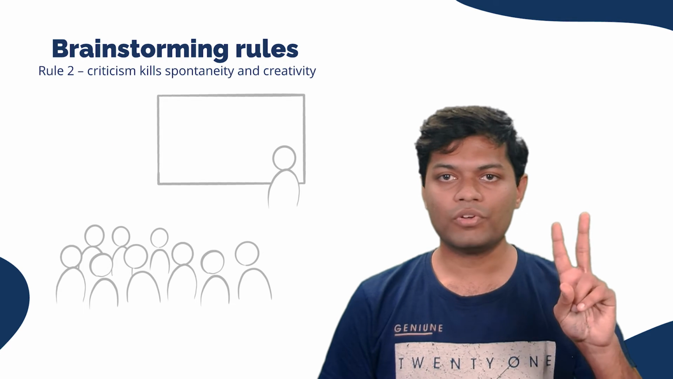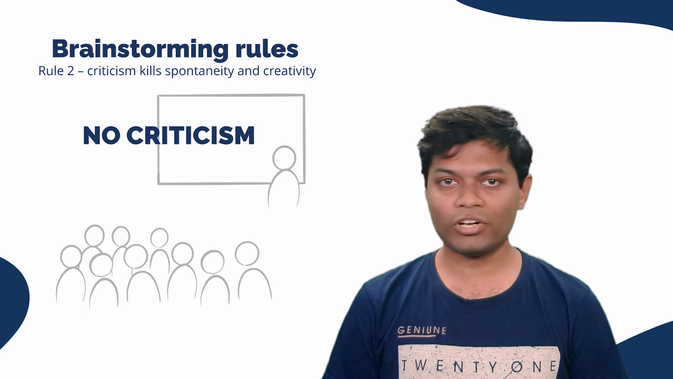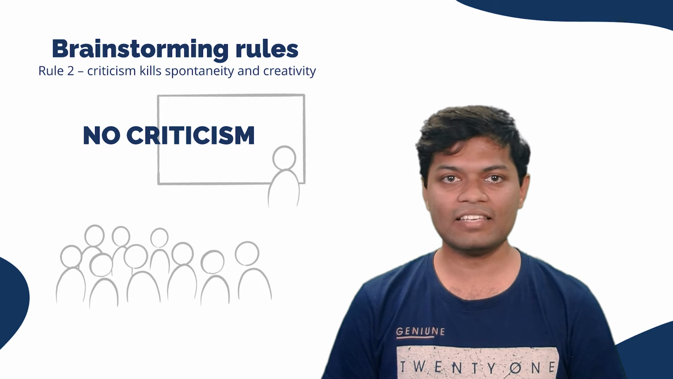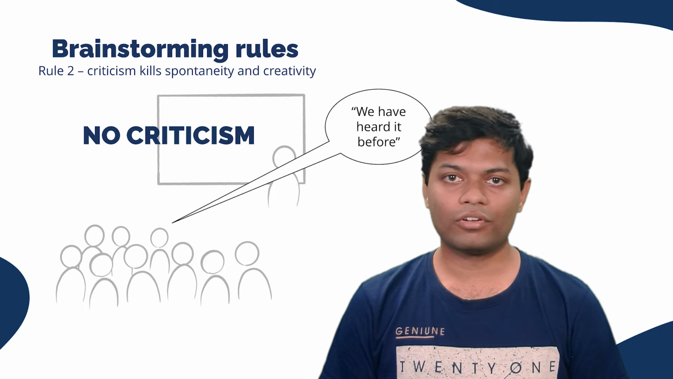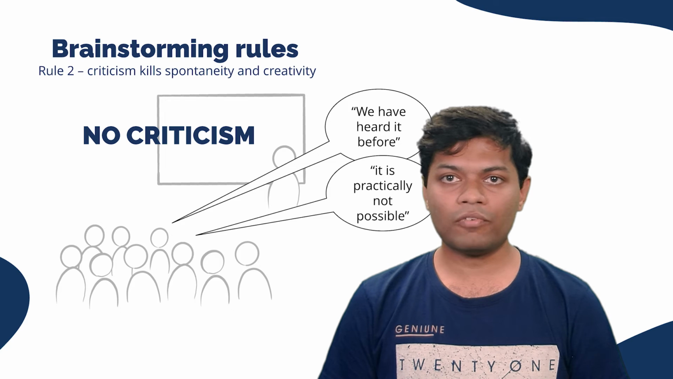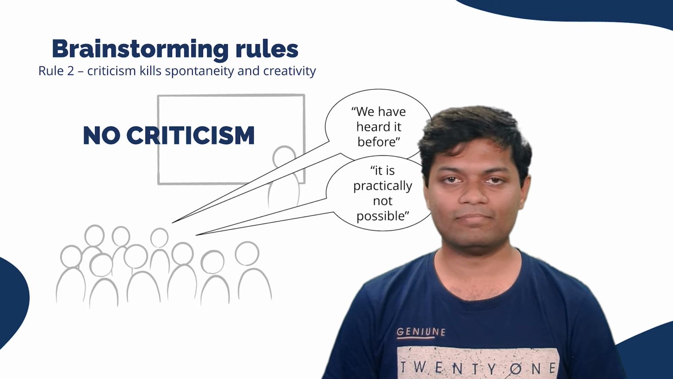Rule number 2 is that criticism kills spontaneity and creativity. So no criticism is permitted during the generation of ideas as anything is possible now. Try to avoid sentences such as we have heard of this idea before or this idea is particularly not possible. But also be aware of body language such as skeptical smiles that could hinder the creativity of the brainstorming.